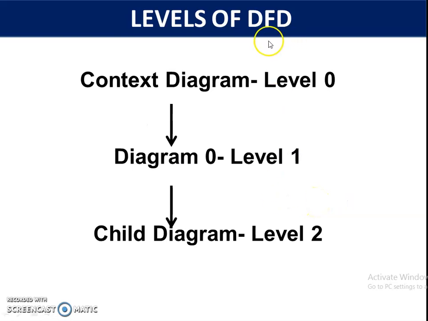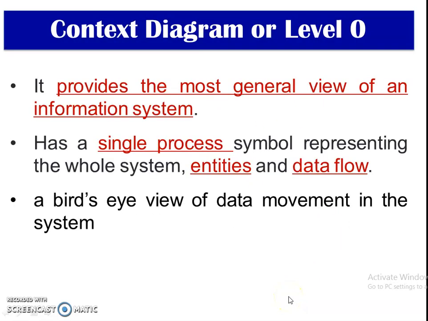There are three levels of data flow diagram which I have mentioned to you. Since you already know the 4 basic symbols and the rules on how to use each symbol, let us now learn what level 0, level 1, and level 2 are. Level 0, or what we call the context diagram, provides the most general view of an information system. It's like giving a bird's eye view of what the information system is all about.